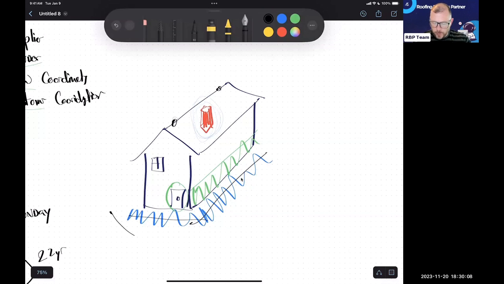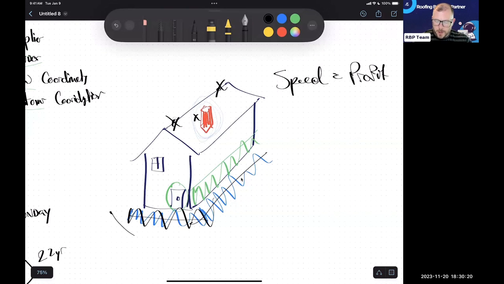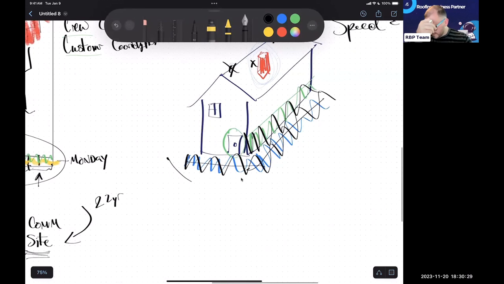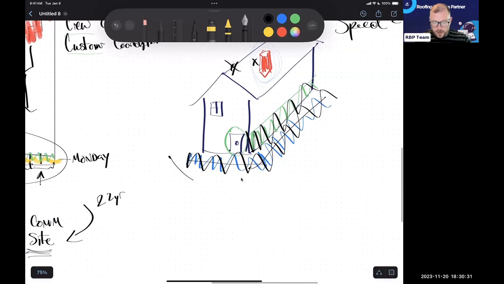Because again, remember, to roofers, speed equals profit. So safety does not equal speed. Properly flashing the chimney does not equal speed. Putting good tarps out, making sure they stay in place, not good, not profit. Same thing with your catch-all, not profit. So their job is to make sure that site looks great for when a customer drives by.